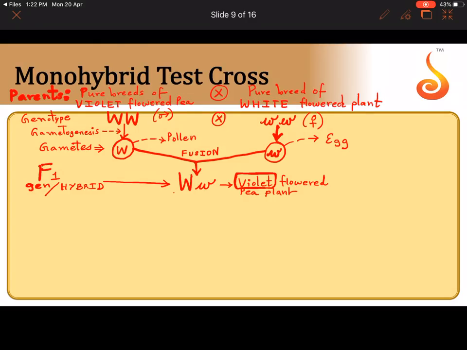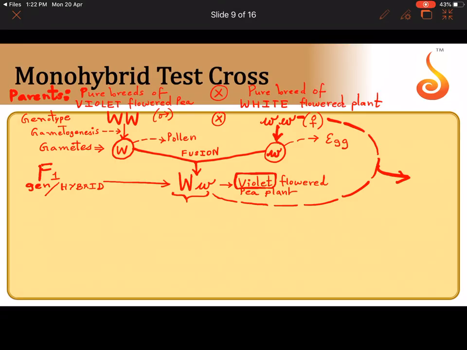What do you not know? You don't know that it is heterozygous. Mendel didn't know whether it is capital W, capital W or capital W, small w. Now see what happens. Mendel took this F1 plant, the F1 hybrid, and he crossed it with its recessive parent. Who is the recessive parent? Small w, small w. Did you understand?